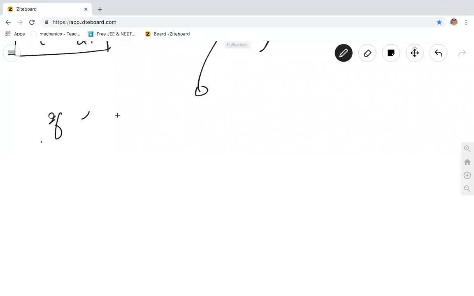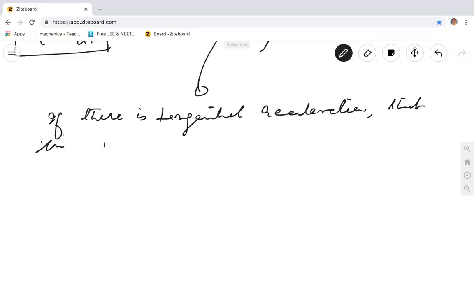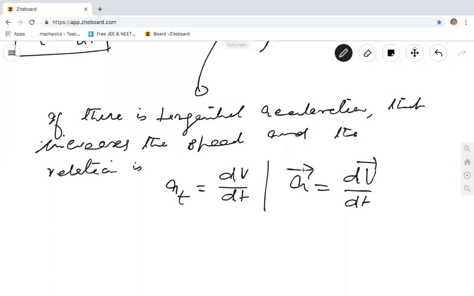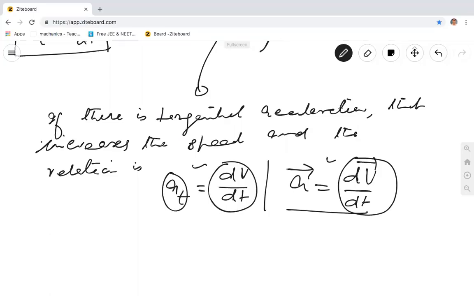If there is tangential acceleration, that increases the speed. And the relation is given by: tangential acceleration is equal to the rate of change of speed, not the rate of change of velocity. There's another equation, a = dv/dt. This is different and this is different. This is full acceleration, total acceleration, the rate of change of velocity. But tangential acceleration is the rate of change of speed. Mark this well in your mind so that you can do things in an easy way.